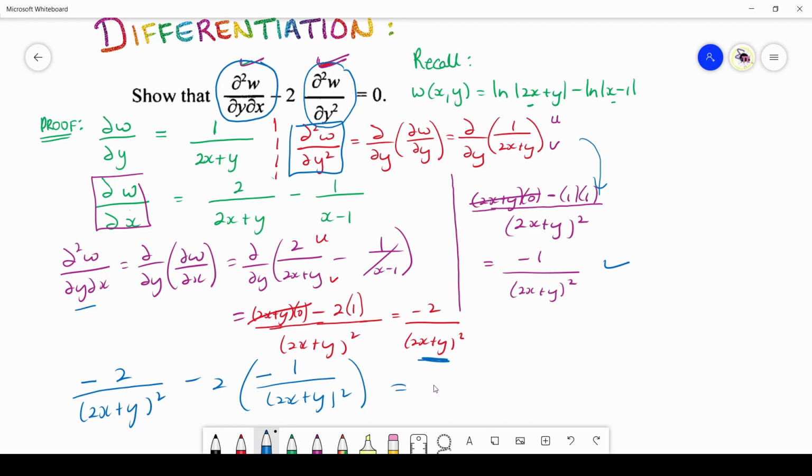This just simply works out to be minus 2 on 2x plus y squared, minus y minus is a plus, plus 2 on the same thing. Okay, this cancels to get 0. And boom, I can't say like flash because we took a while, okay? But we'll survive. I love proofs because that's how you know you got it right.